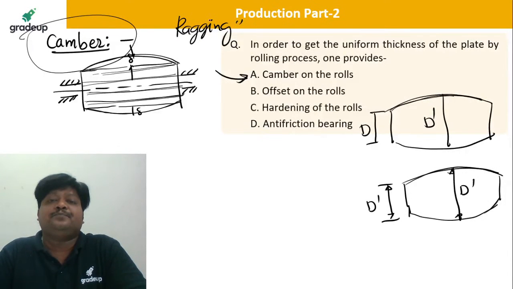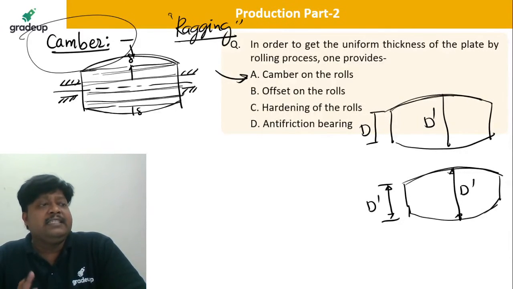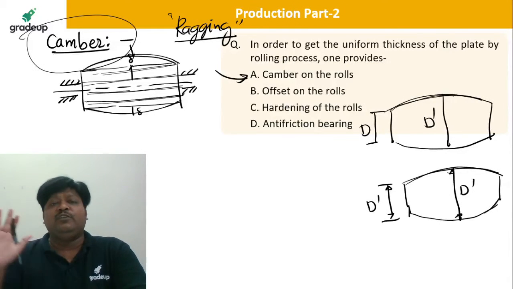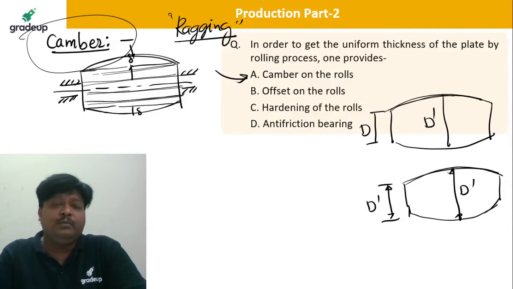So I hope it is clear. A is correct. Yes, A is correct. I hope you get the explanation. I hope you get the idea about this: what is cambering, why it is done, and what is the resultant output of that. Definitely, I hope it is clear.